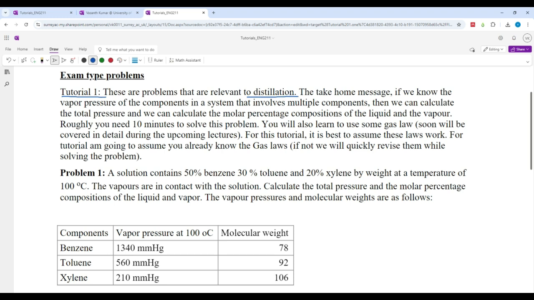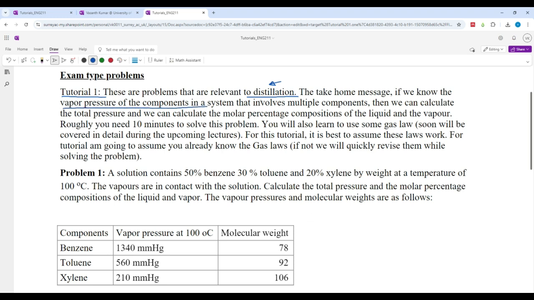Obviously you're not going to design the distillation column itself, but we are trying to predict some of the fluid properties that we need to design the distillation column. This is what you are going to do by solving the next 3 to 4 problems. And some of the take-home message from this tutorial is how to get or how to use the vapor pressure of the pure components.